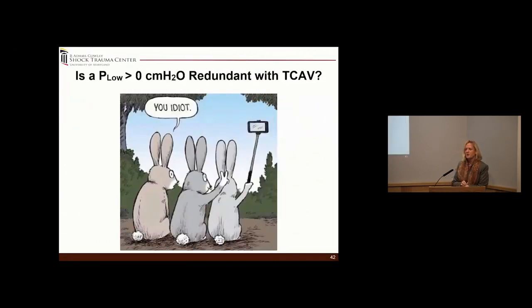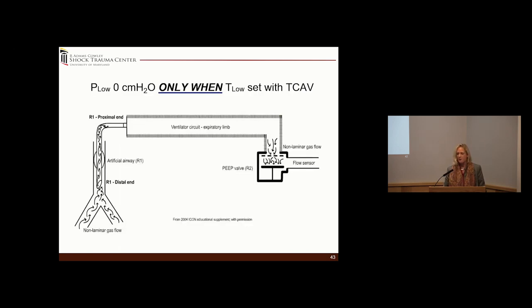So is a P low redundant with TCAV? So, it's kind of like putting that behind a rabbit there. We're using time. So in using the TCAV method, the P low is not necessary as long as you have the T low set properly. That's very important. So if you decide that you have a different way of setting T low and it goes to 0, you're going to need a P low. You need some way to retain that airway pressure. So a P low only when the T low is not set with TCAV.